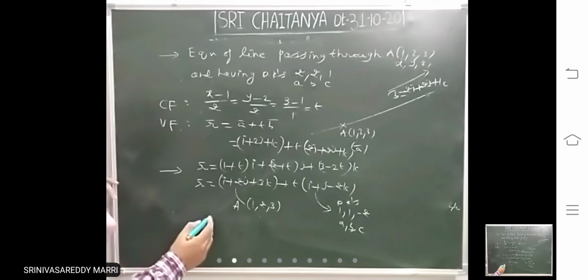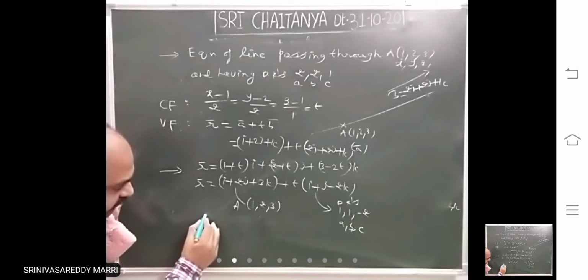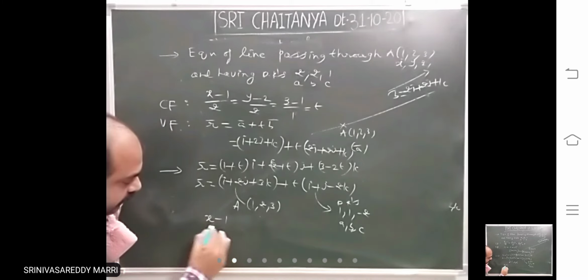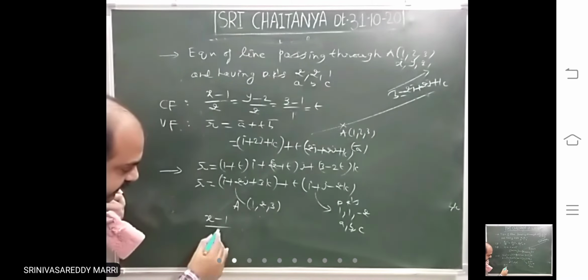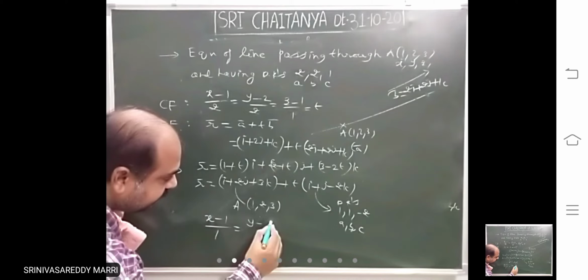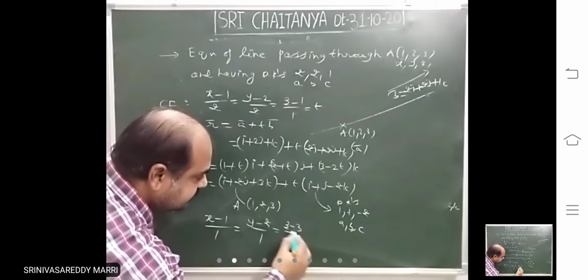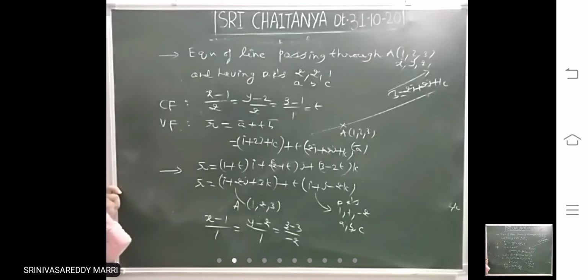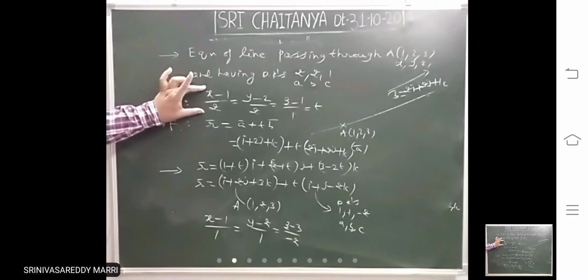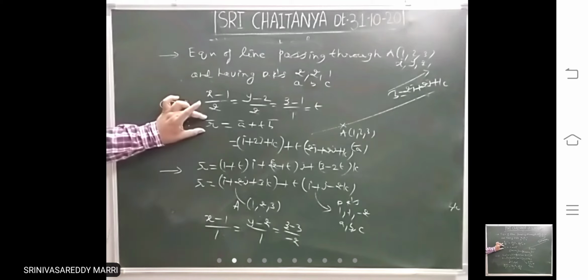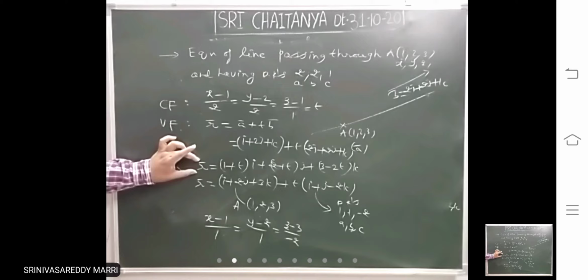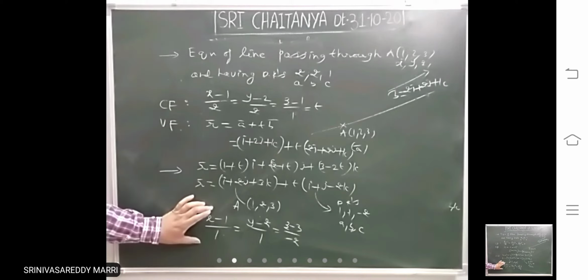If the vector form is given and you want to write it in Cartesian form, in this chapter we will always write it like this: (x minus 1)/a equals (y minus 2)/b equals (z minus 3)/(minus 2). If the Cartesian form is given, the vector form is like this, and vice versa. Both can be interchanged.